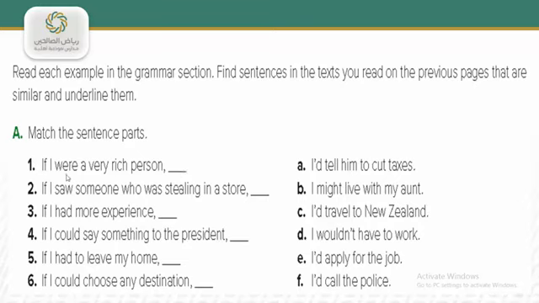The first one, for example, if I were a very rich person. Here, there is more than one possible answer, but you can choose the right answer according to the grammar and the meaning as well. For example, the first one, if I were a very rich person, yes, I wouldn't have to work. And so on. You are going to read the parts of the sentences, match them, and finally revise them on your own. Okay?